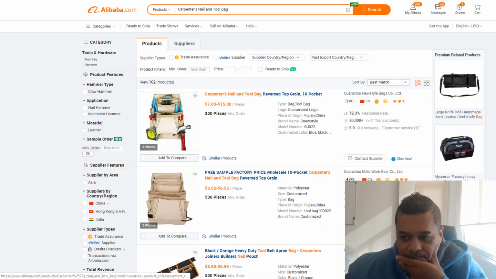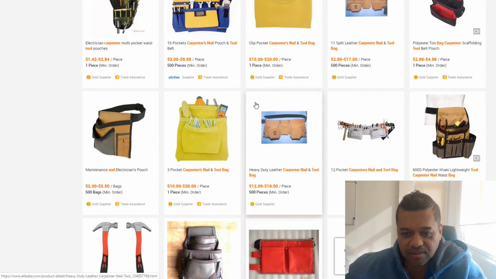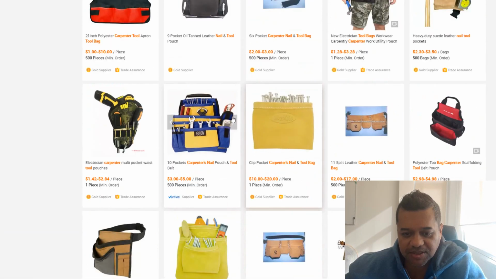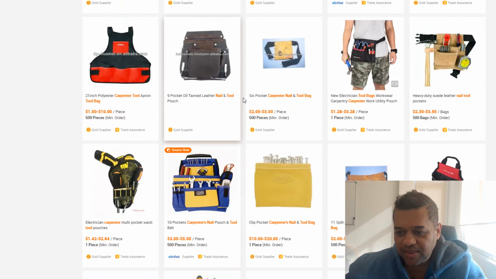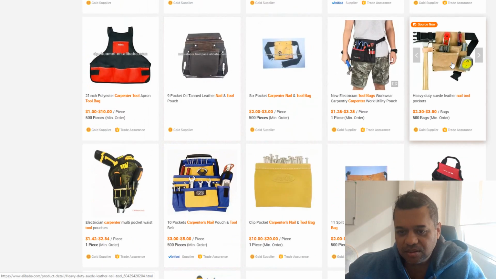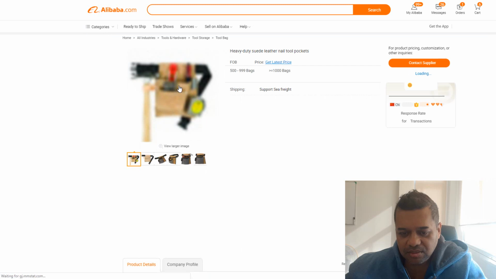Okay, so right now I'm learning about belts. I'm learning about what makes a good belt or a pouch. Heavy duty leather. It's got a big strap. That's actually a good one because it's got a really big strap on it.